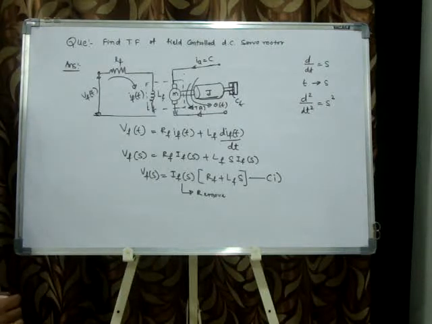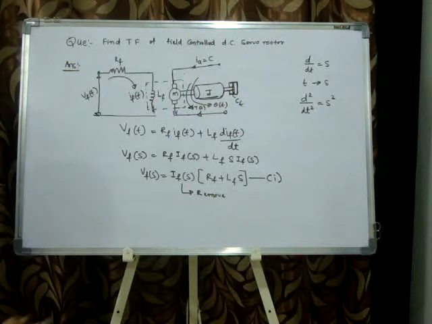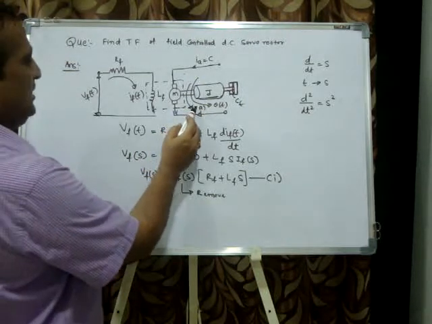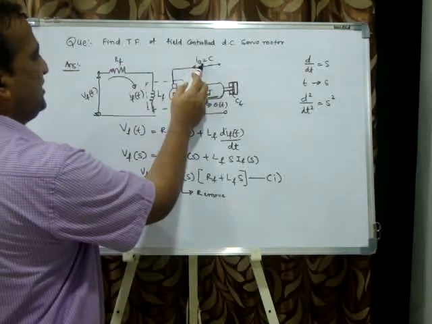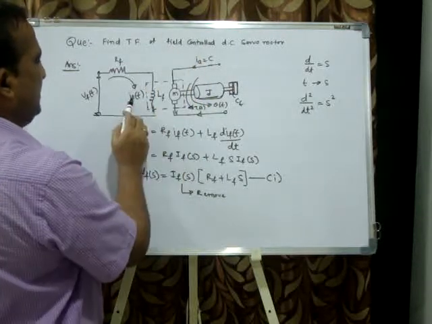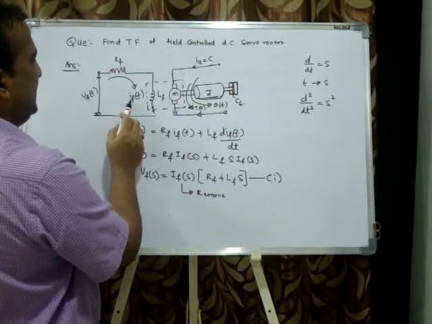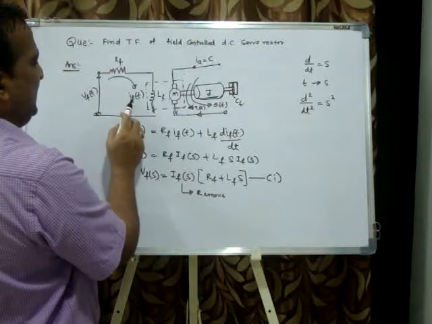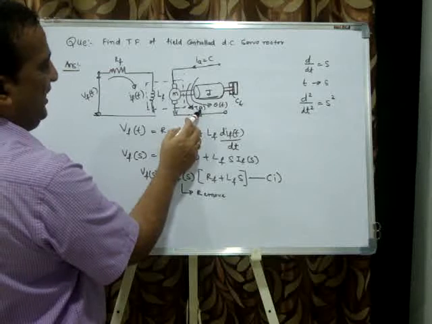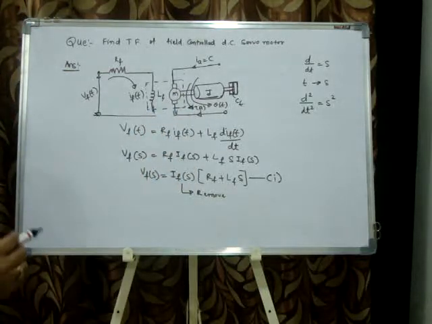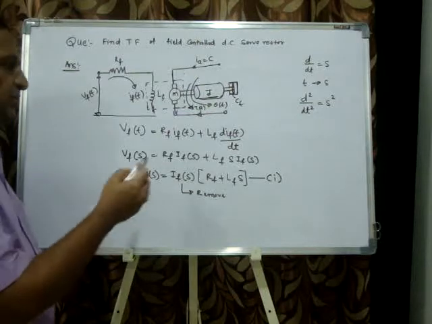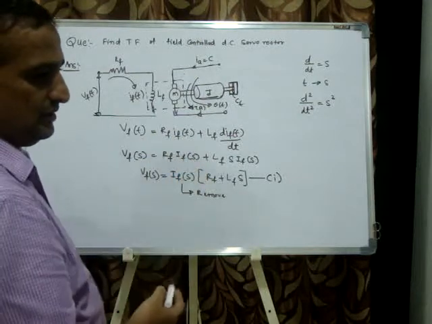Now the second equation is called electromechanical. Here you see that the mechanical quantity is the torque. This torque depends on what? The field current, not the armature current. Armature current is constant. If I increase the voltage, the current definitely increases, so the torque will increase. This is called a high torque motor compared to armature control. In armature control, high speed; here, high torque.